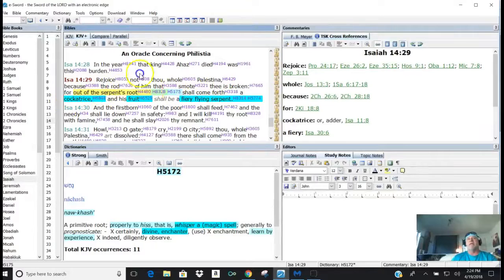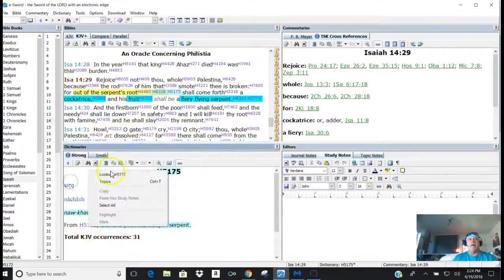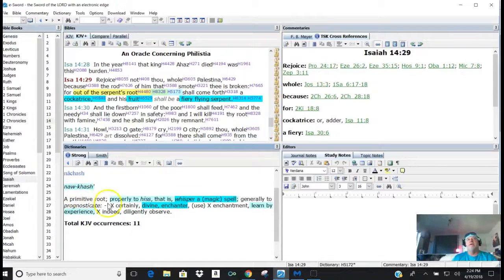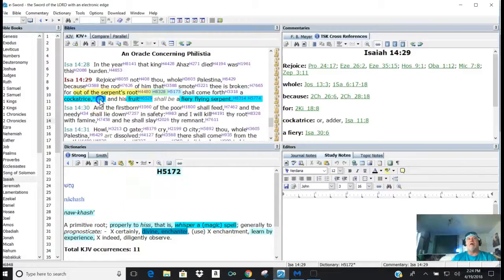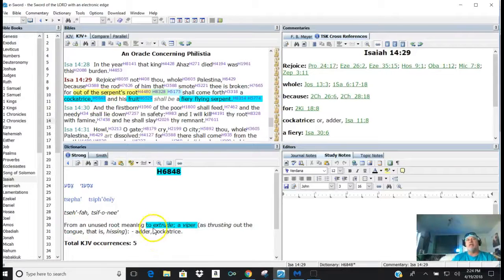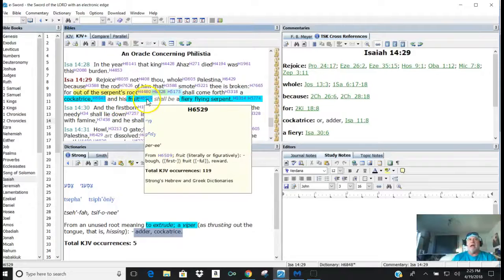Okay, so rejoice not, thou whole of Philistia, because the rod of him that smote thee is broken. For out of the serpent's root, and here it is again, to whisper a magic spell, divine enchanter, to learn by experience. Oh, like the fall. Shall come forth a cockatrice. Okay, cockatrice, to extrude a viper, as thrusting out the tongue, that is hissing, adder, cockatrice, a very venomous snake. A cockatrice, and his fruit shall be, look.